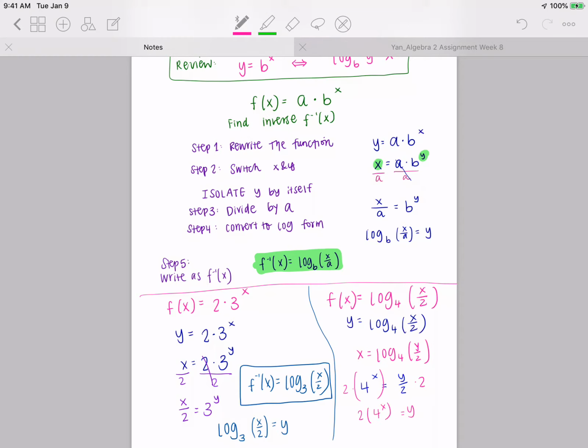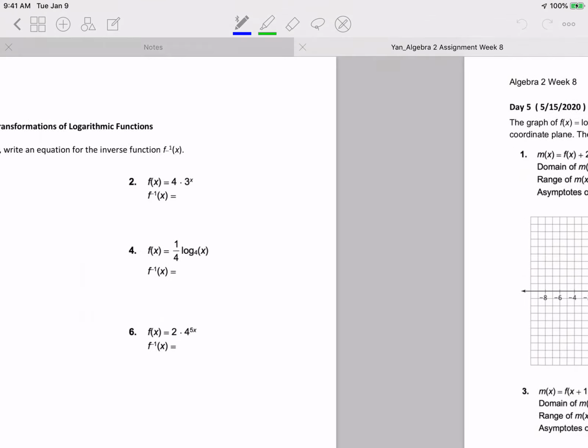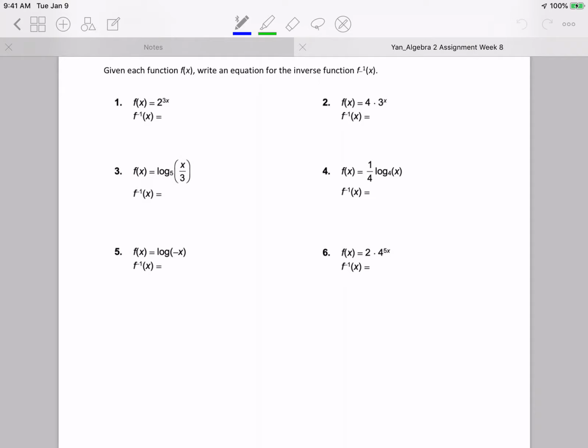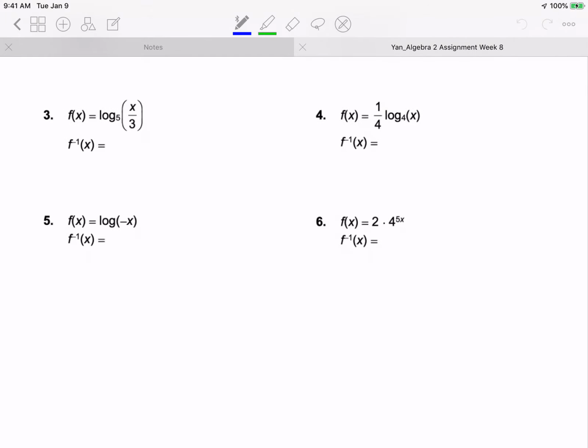Okay, again, 2 cannot multiply by 4 because we have an exponent. So our final answer here would be f inverse of x equals 2 times 4 to the x power. Okay, so that's it for my examples. I am going to go over one question from your day 5 homework. Let's try to do number 6.